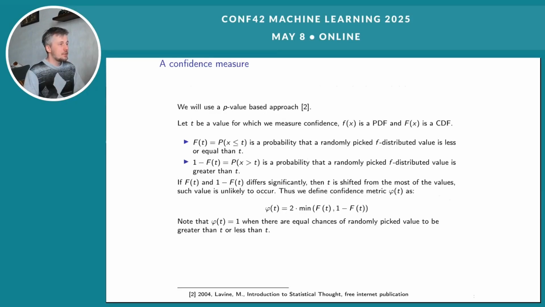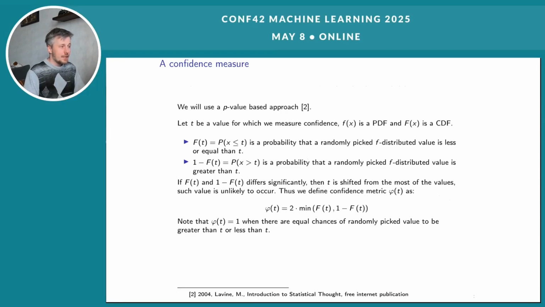To define a confidence level, we will use a p-value based method. Let t be a value for which we measure confidence. f is a probability distribution function, and F is a cumulative distribution function, or CDF. Recall that CDF of t is the probability that a randomly picked F-distributed value is less or equal to t. And 1 minus F of t is the probability that a random value is greater than t. When these probabilities are significantly different, then t is shifted away from most of the values and should be considered unlikely to appear. On the other hand, when the probability of finding the random value left of t is close to the probability of finding it right of t, then t is approximately in the middle of the distribution.